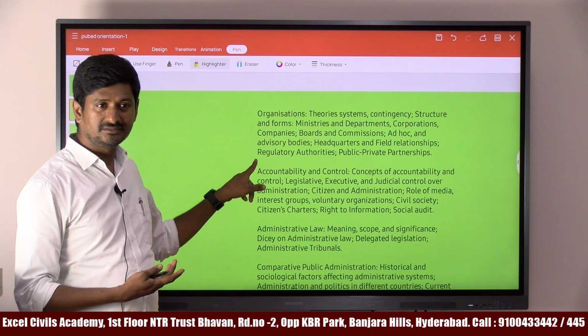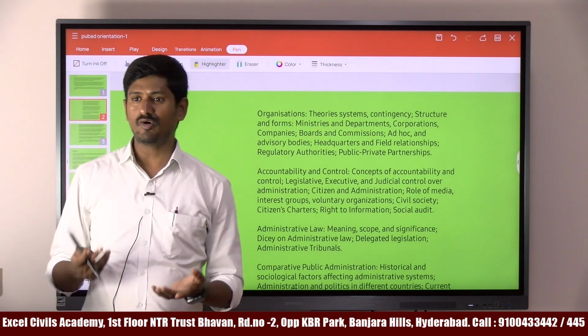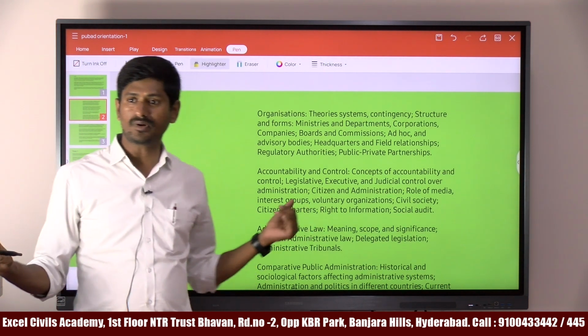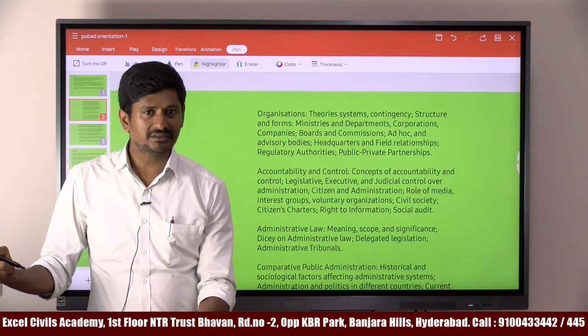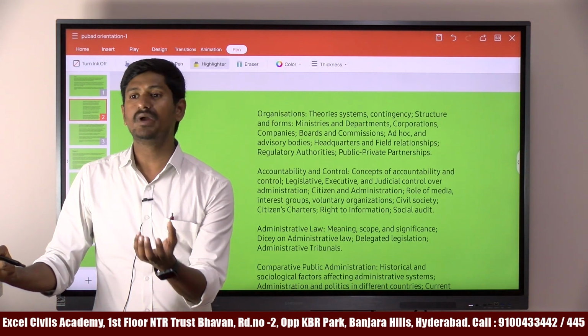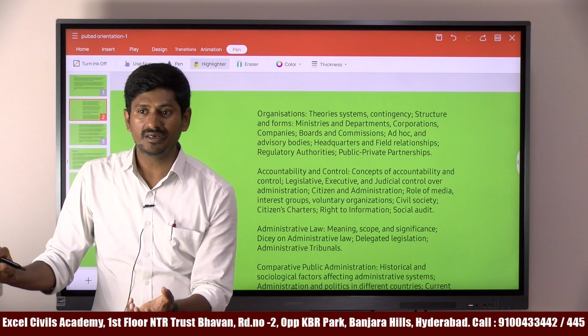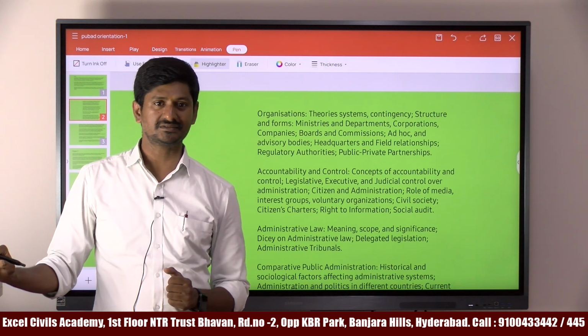regulatory authorities. Because when we opened up the economy, definitely what is important? Regulation is important. When private sector role increases, the government has to become an efficient regulator to protect the public interest.